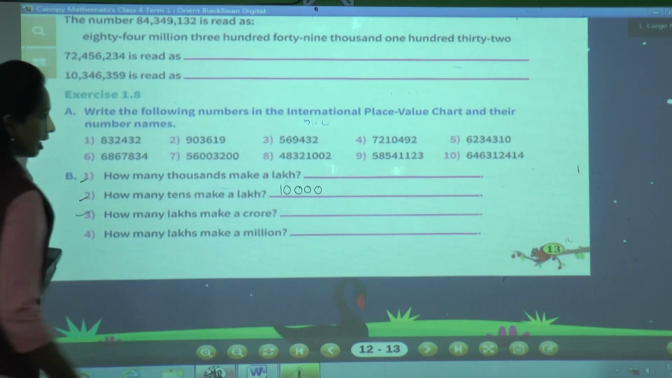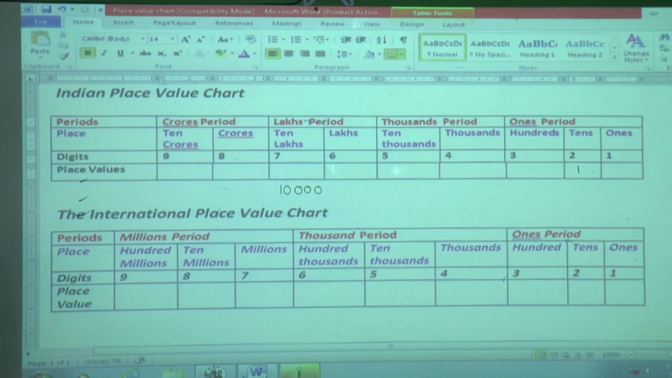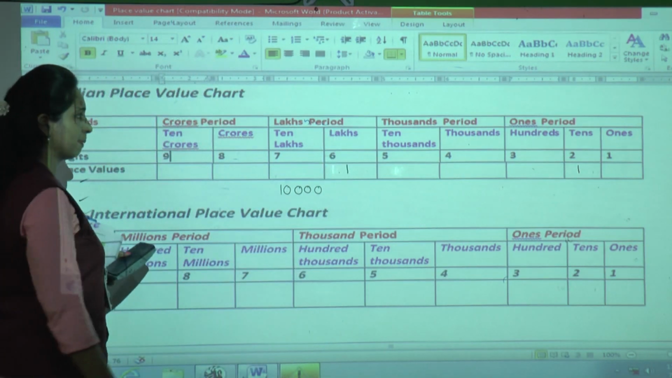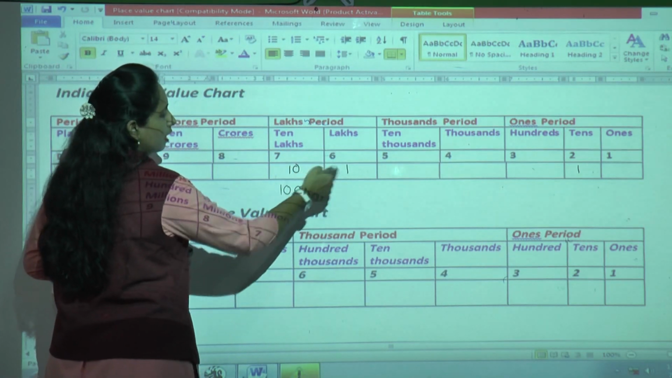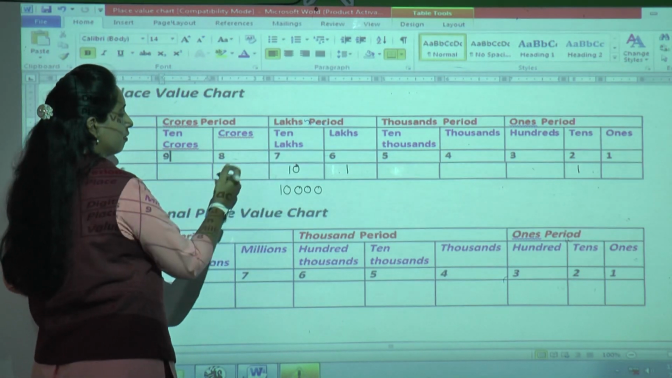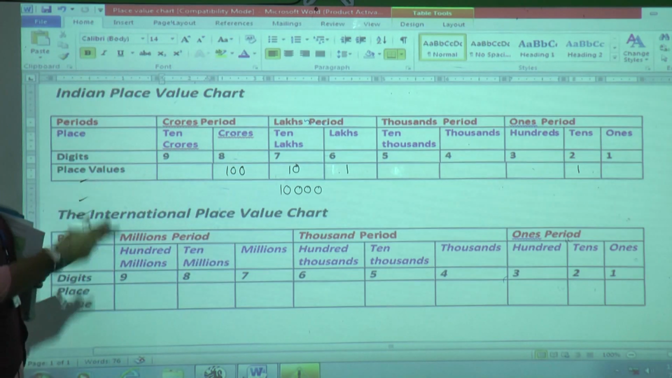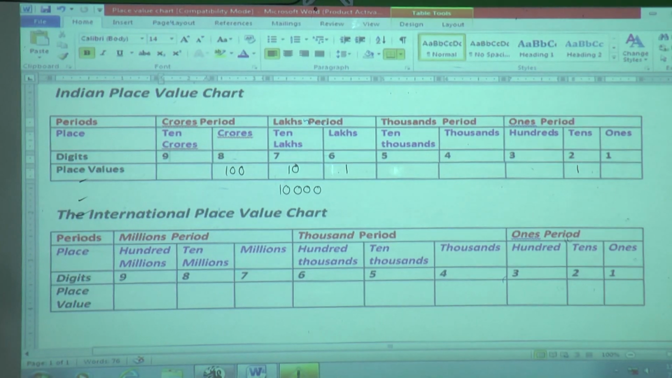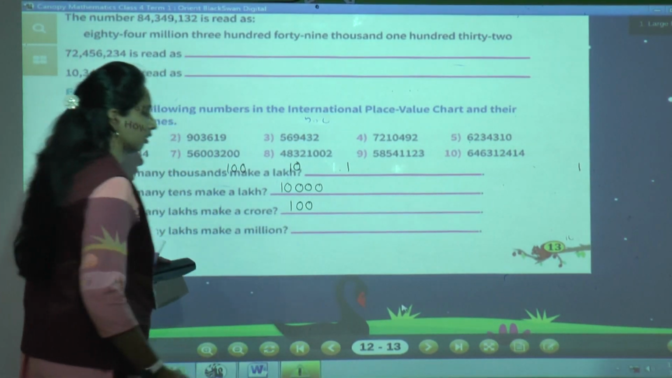Now I'll go to the third one. How many lakhs make crore? Let us see. How many lakhs? See, where is the lakhs place? Here. Start from here, from the lakhs place. How many lakhs make crore? Here 1 lakh and 10 lakhs make 10 lakhs, and when we want to see the crore place, 100 lakhs together, 100 lakhs means 1 crore. Are you getting? See, so what is the answer? 100.